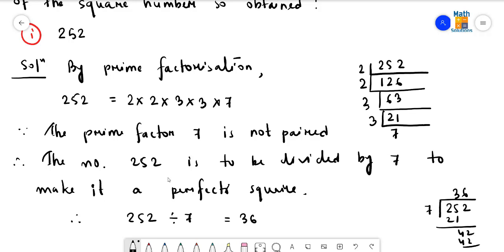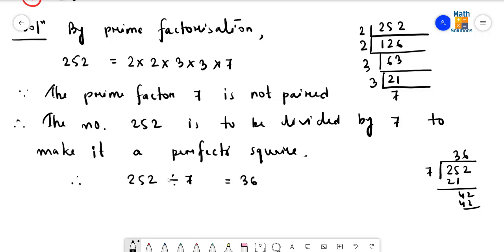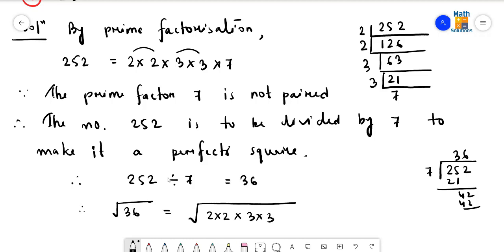So here in this case we are further asked to find out the square root of the square number so obtained. So here the resulting number 36, we have to find out the square root. So what do I get? Therefore root 36 will be equal to, what do I have to write here? These 4 elements I have to write, like 2 into 2 into 3 into 3. So from each pair of numbers 2 and 3 will come out, and the answer comes as 6. So this is the answer.